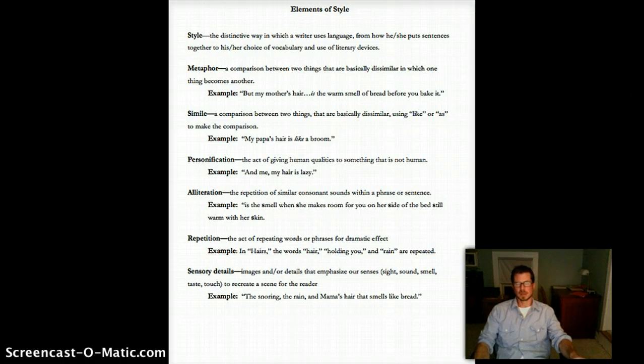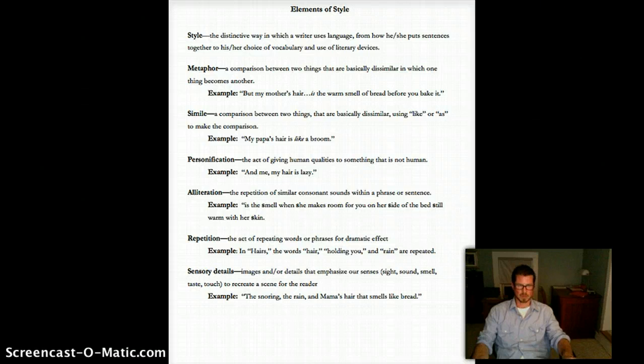The example is, "the smell when she makes room for you on her side of the bed still warm with her skin." The "she" really in there doesn't quite fit. It's because it's the S sound. So really that smell, side, still, warm with her skin, where that S sound is repeated. With alliteration, you have to be careful. If you use it too much, it turns into kind of a tongue twister type thing. Peter Piper picked a peck of pickled peppers. You want to use enough repetition with alliteration so that you have that feeling of repetition, but not so much that it starts to feel like a tongue twister.